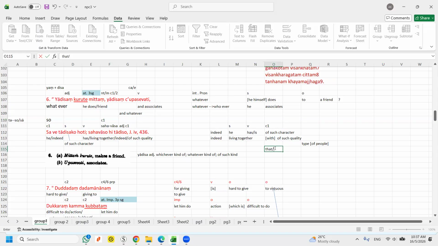That or this, is it. When it comes to English, you cannot say you are this quality, that quality. In English we will never use this or that. We will use you are such quality. That's why, when we talk about translation, the word has to change.